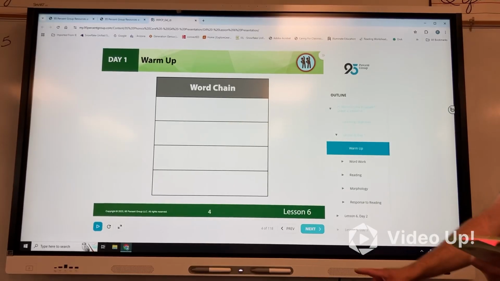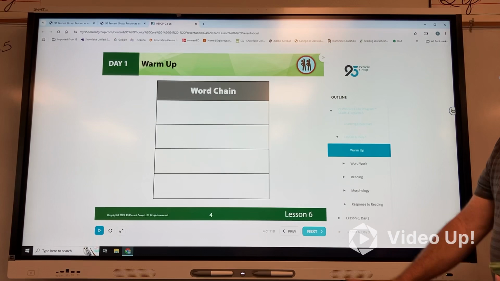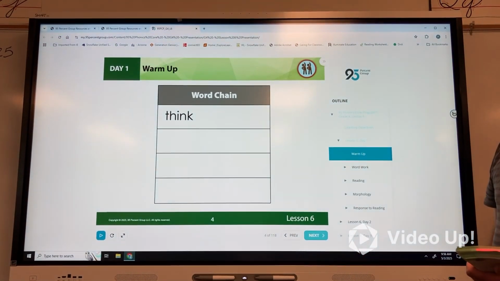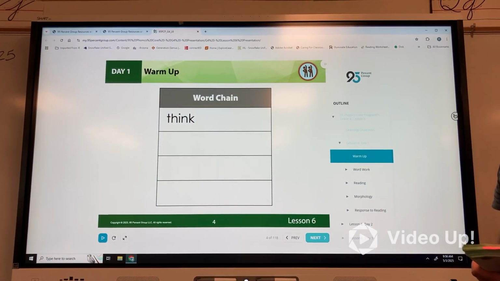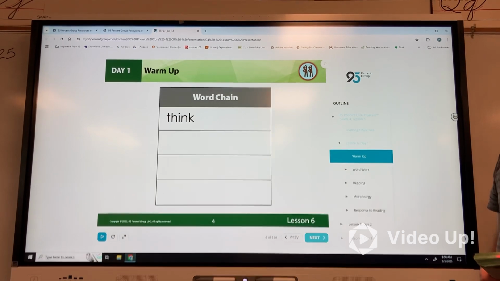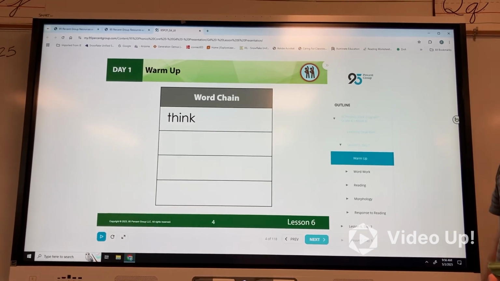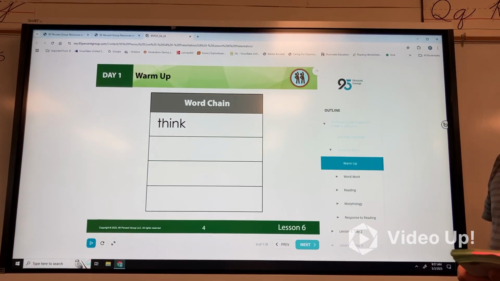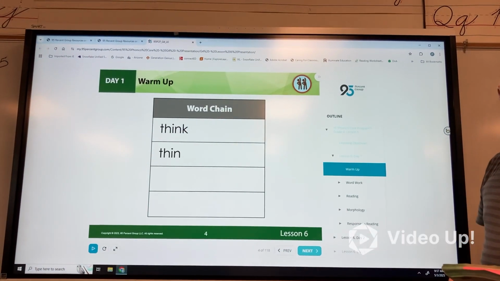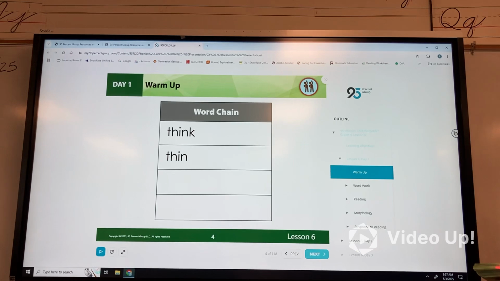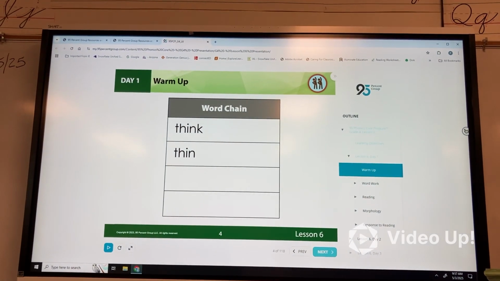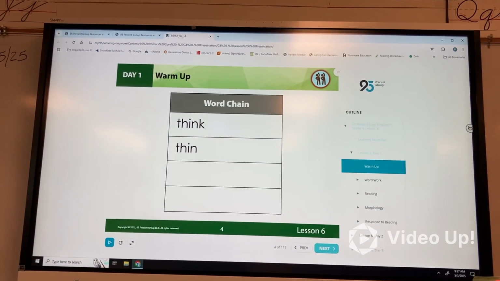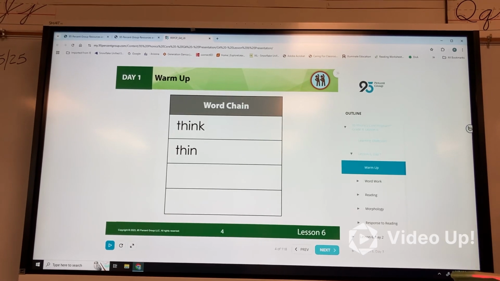We start this lesson with doing a word chain, which we start with the word think. So I would say the word think, and then I'd talk to the kids about how to spell it. Once they spelled it orally, I'd have them write it. Once it's written, I'd tell them, how do we change think to thin? And we'd want the kids to think about losing that consonant sound, the k ending, and then how to spell it. And once again, we'd write thin under think.